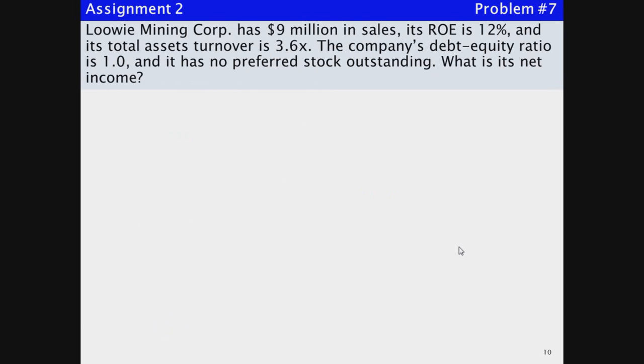Number 7, the Louis Mining Corp has $9 million in sales. Its ROE is 12%, and its total asset turnover is 3.6 times. The company's debt equity ratio is 1, and it has no preferred stock outstanding. What is its net income?